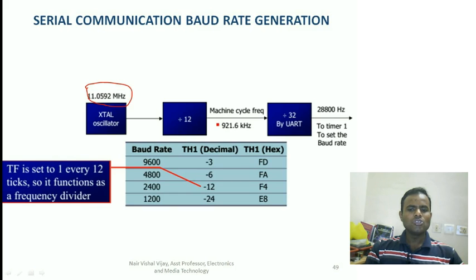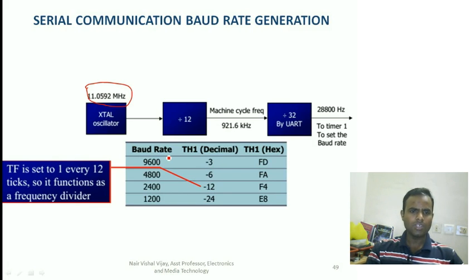Now your internal UART circuitry, or universal asynchronous reception transmission circuitry, divides this by 32 to give you in turn 28,800 Hz, which is available for serial transmission. Now if you divide this number by 3 further, you arrive at the standard baud rate of 9600. So this is the basic logic of generating a standard baud rate. We'll also see a formula for easier tabulation understanding of how a baud rate is generated using your 8051.